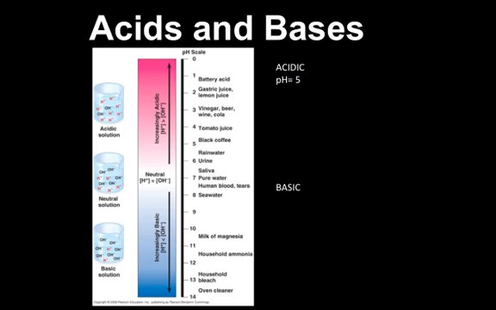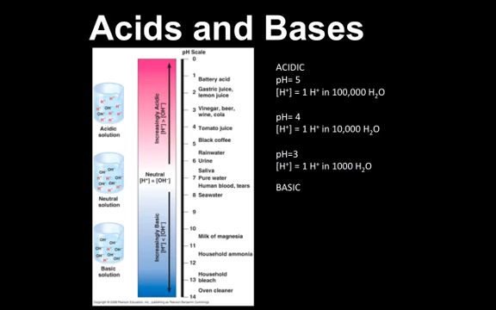Let's look at, for example, coffee, which has a pH of about 5, which means that it's acidic. Again, that means that the concentration of hydrogen ions is 1 in 100,000 water molecules. Compared to tomato juice, which has a pH of 4, the concentration of hydrogen ions is 1 in 10,000 water molecules. That's actually 10 times stronger than a pH of 5. On the acidic side of the scale, a number change is a 10-fold change in the concentration of the acid. A pH of 4 is 10 times stronger than a pH of 5.